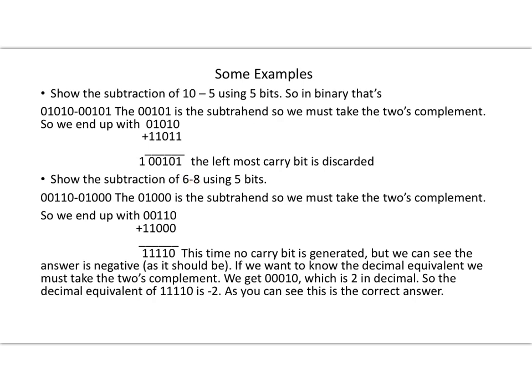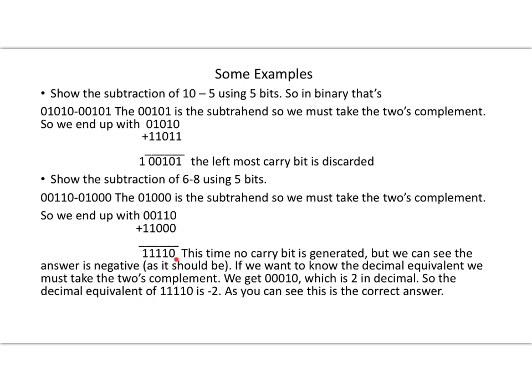6 minus 8 using 5 bits. Same procedure. Here is the 6. Here is the 8. The 8 is the subtrahend. We have to take the 2's complement of that. We get this. So here is the 6. This number is the negative 8.